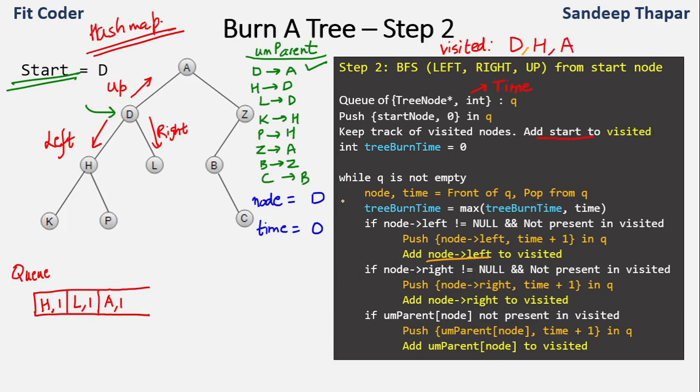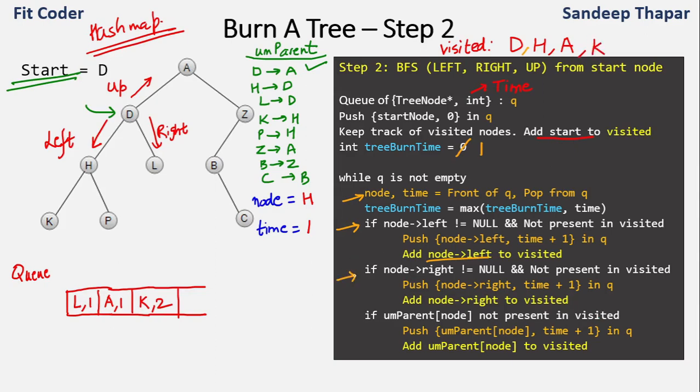In the next step, we check the front of the queue, which is H comma 1. So node becomes H and time is 1. The tree burn time is the maximum of 0 comma 1, so it becomes 1. Then we check left of H, which is K, and K is not present in visited. So we push K comma 2 in the queue and we add K to visited.